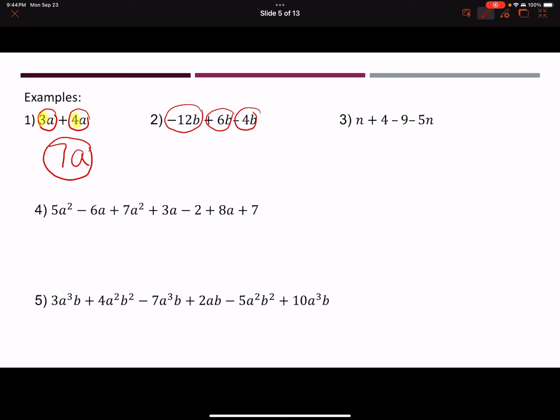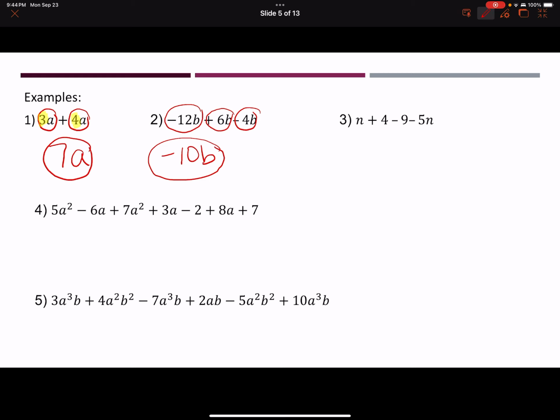Negative 12 plus 6, that's going to give me negative 6b. And then negative 6b minus 4b is going to give me negative 10b. So adding them all together should give me negative 10b. And again, I added or subtracted the coefficients. I kept the variables and the exponents the same.